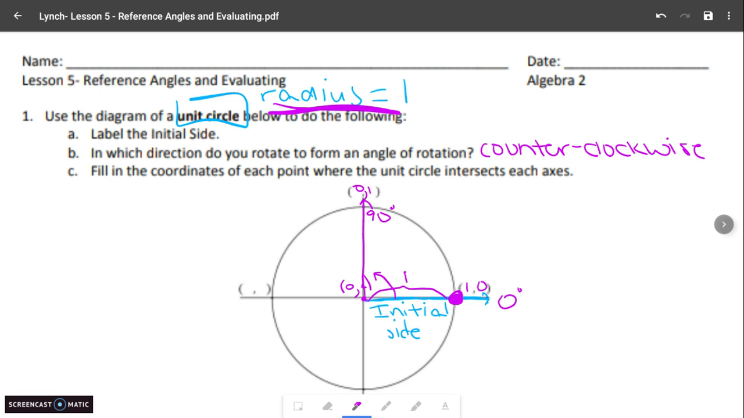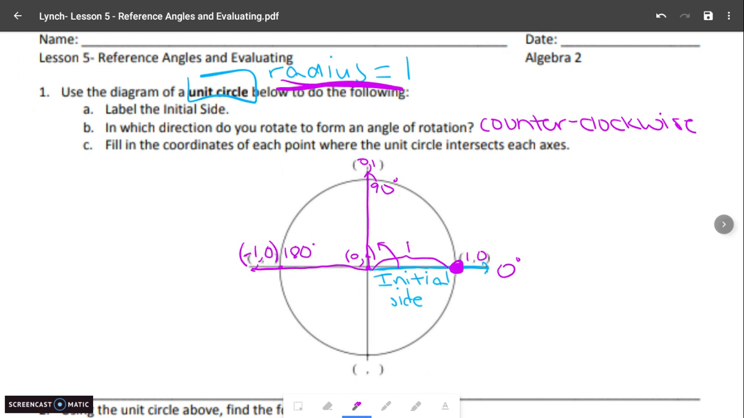You're not going left or right at all, so the x coordinate is 0. You're going up 1 because, again, the radius is 1. Over here on the left, if we were to start on the initial side, rotate counterclockwise to get to the terminal side over here, we are forming an angle of 180 degrees with the initial side. And that point would be the point -1, 0.